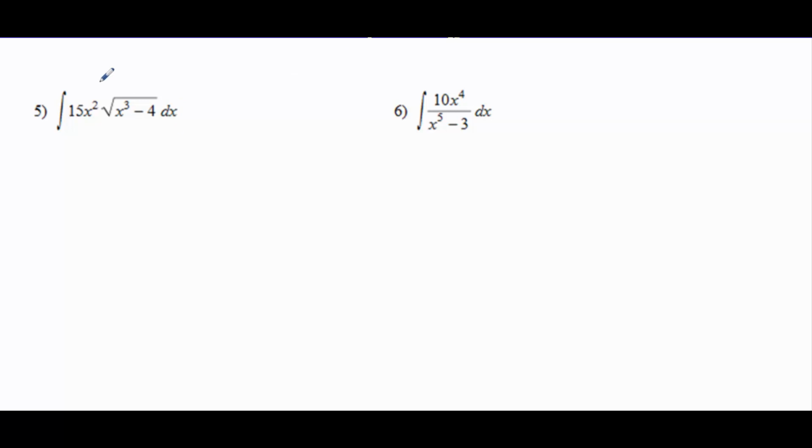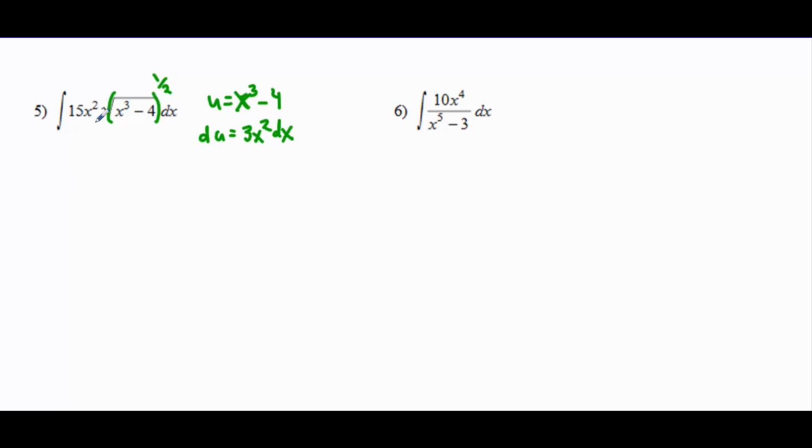Number 5 is the same kind of problem, it's just written a different way. This square root symbol, the other way of writing a square root is to write it to a fractional power. A square root is a 1/2 power. Cube root, where there would be a 3 right here, would be 1/3. Fourth root would be 1/4, and so on. And so now that we know that, this is just a problem basically like number 4 was. So u is what's underneath our square root, which is x cubed minus 4. du is 3x squared.